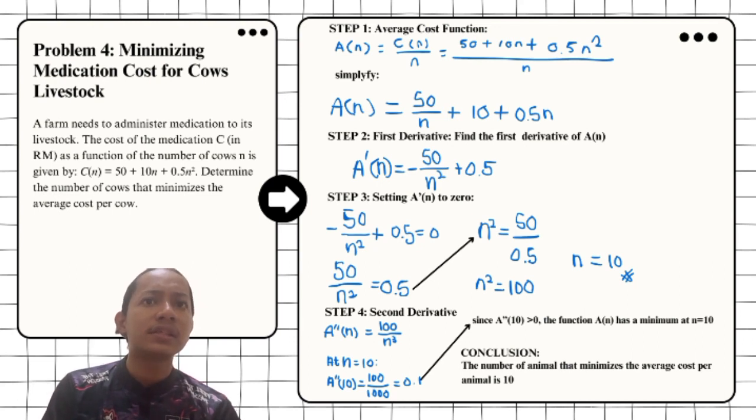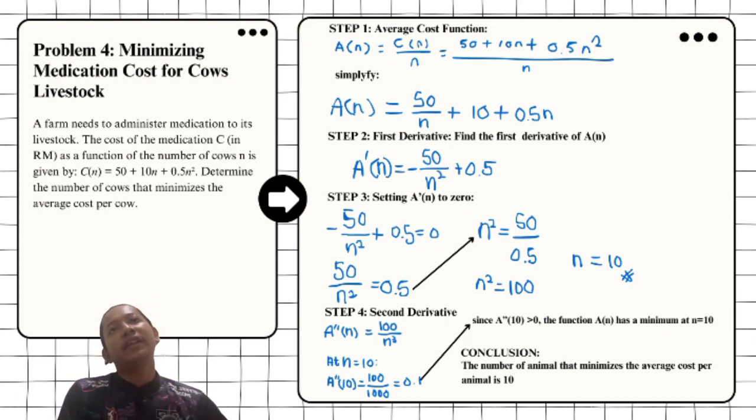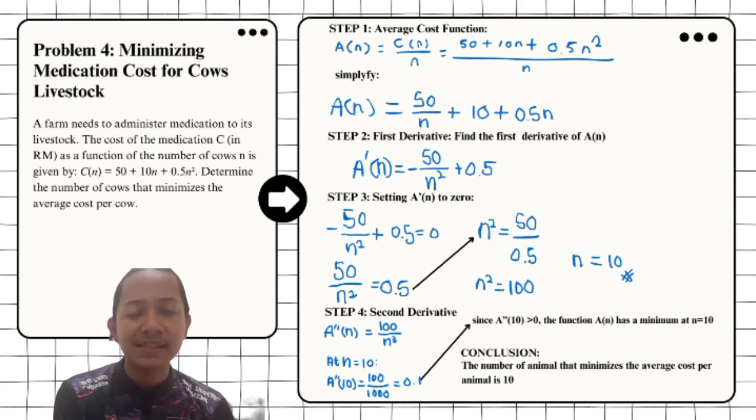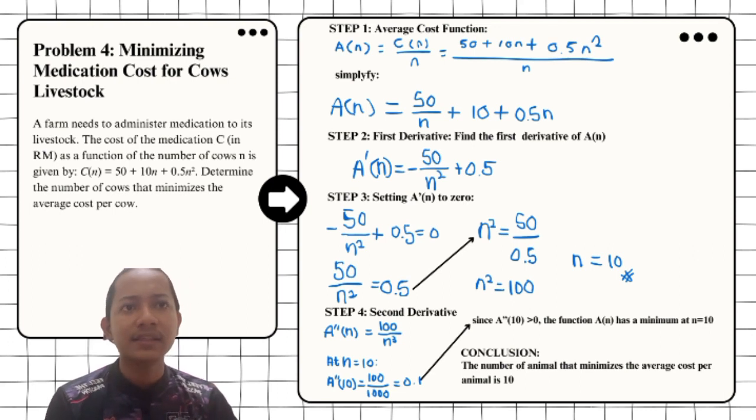Since the second derivative A double prime (10) is more than 0, the function A(n) has a minimum at n equal to 10. So the number of animals that minimize the average cost per animal is, for the last answer, 10. Thank you.